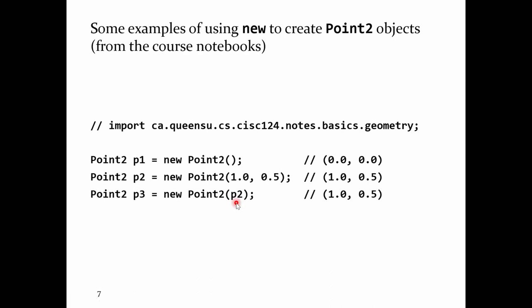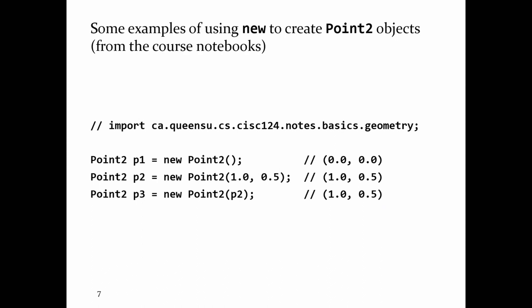So the third constructor copies the point P2, so we end up with a second point whose coordinates are 1.0 and 0.5. So 3 points in total. The coordinates of these 2 points are equal, but these are two different points. If I change this point, that point doesn't change.